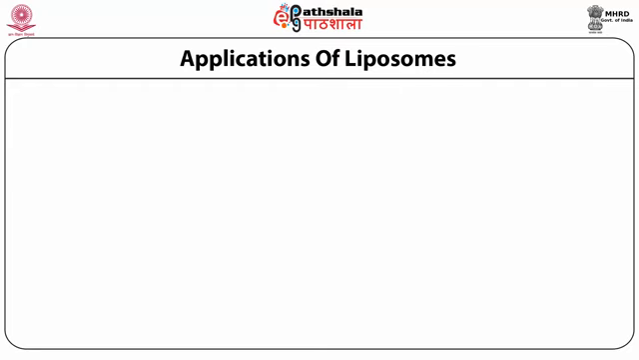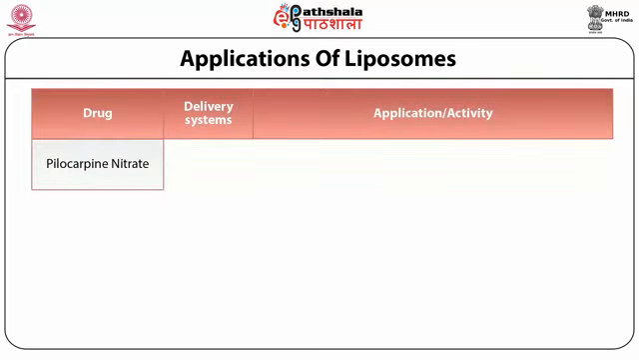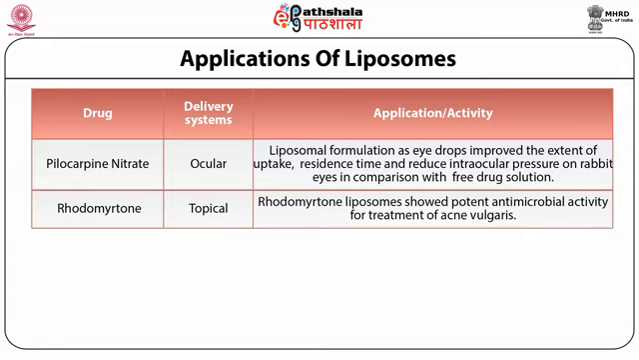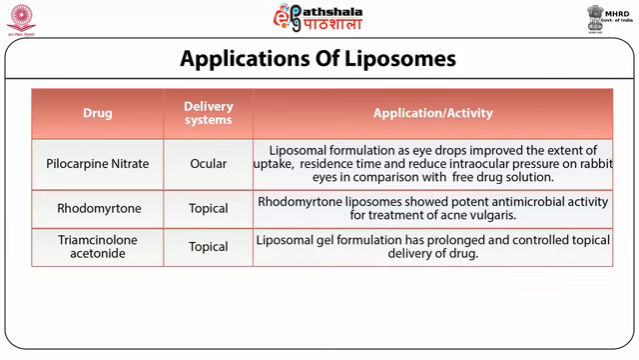Now in this table you can see the applications of liposomes shown in various research articles. Pilocarpine nitrate is given by the ocular route. Liposomal formulations as eye drops were developed, and they improve the extent of uptake and the residence time in the eye, and reduce the intraocular pressure in rabbit eyes in comparison with free drug solution. Then rhodomitron is another topical application drug, and these liposomes showed potent antimicrobial activity for the treatment of acne vulgaris. Then triamcinolone acetonide, also applied topically, has a liposomal gel formulation with prolonged and controlled topical delivery of the drug.